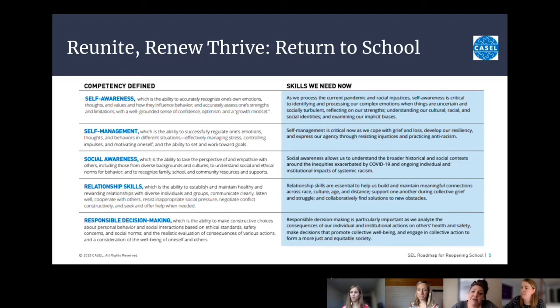So we define some of the different competency areas. And so in thinking about these competency areas, there are skills we know that we need now during this new time we're in. So in thinking about self-awareness, as we process the current pandemic and racial injustices, self-awareness is critical to identifying and processing all of our complex emotions, especially as things are uncertain, socially turbulent. It's important that we reflect on our strengths, understand our own cultural, racial, and social identities, and examine our implicit biases. For self-management, it's even more important now that, as we cope with different types of grief and loss, we develop resiliency and express our agency through resisting injustices and practicing anti-racism.